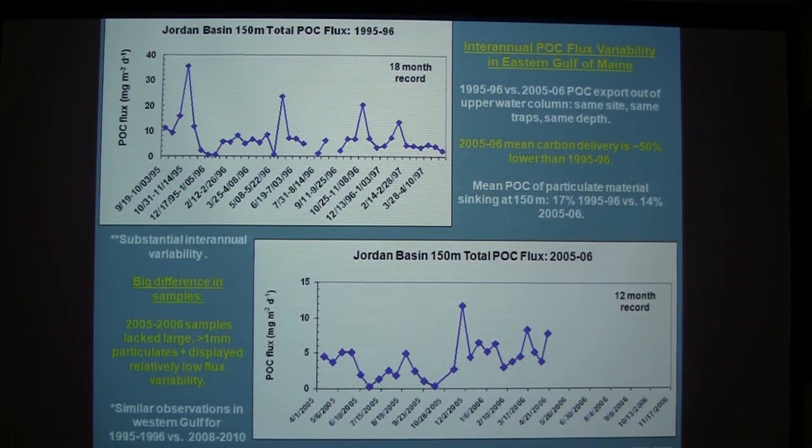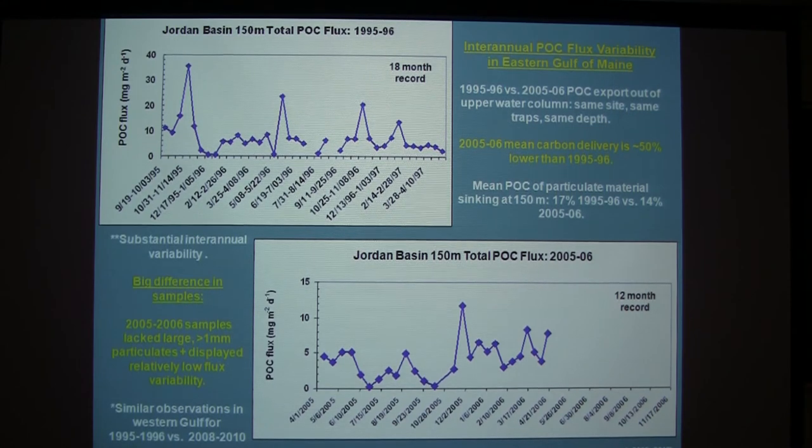So if you hang around long enough, you do the trap work one century, you do it in another, and it depends on how your funding goes. What I'm showing you here is just at 150 meters, so this is the export measured below the euphotic zone. We're not talking about resuspension now. In that eastern region of the Gulf of Maine, 95 through 97, this is an 18-month record. And just looking at this in terms of particulate organic carbon flux magnitude versus 2005 to 2006, same location, same traps, same depth, everything.